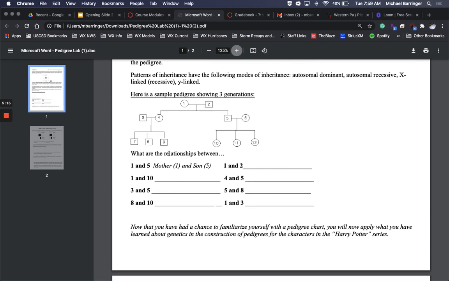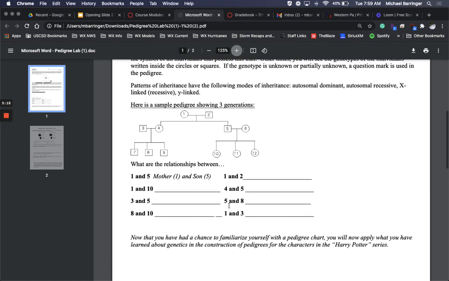In this first section down here, all you're doing is determining the relationship. So when we look at here, it says, what's the relationship between 1 and 5? Well, 1 right here, circle. 5 right here, we know that this is mating. This down here is offspring. So 1 and 5, that's male. So we've got female, male, 2 generations. We're talking about a mother and a son.